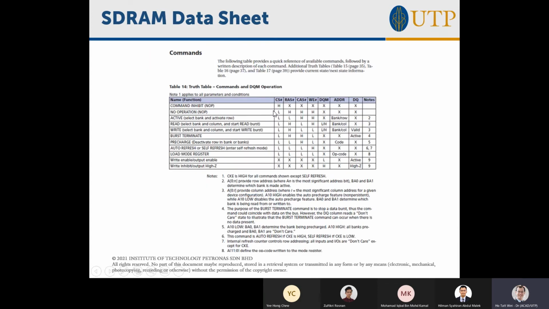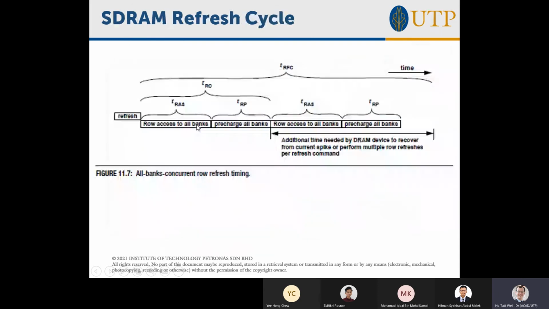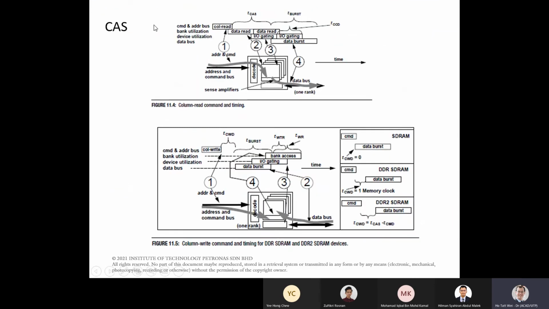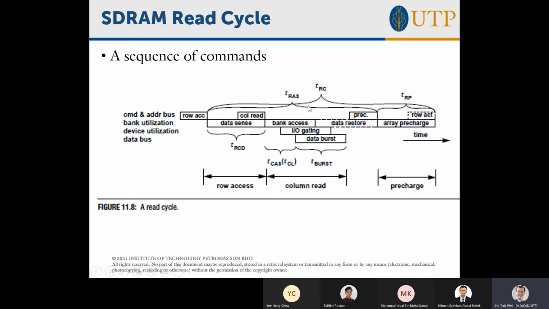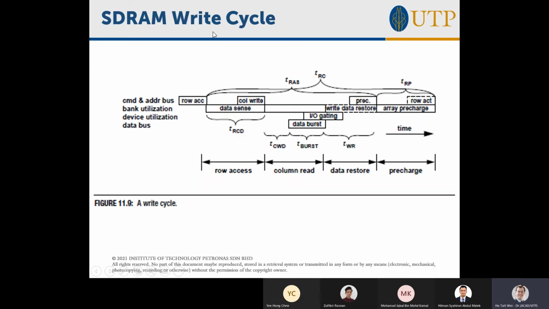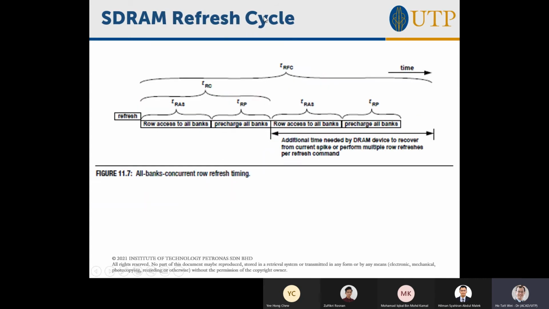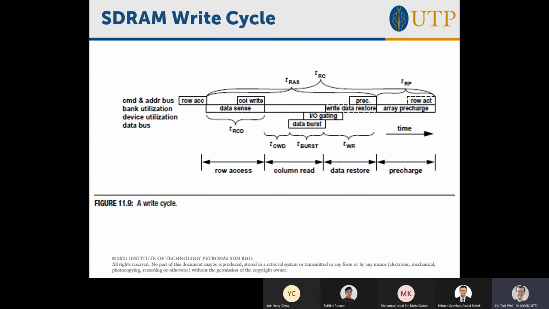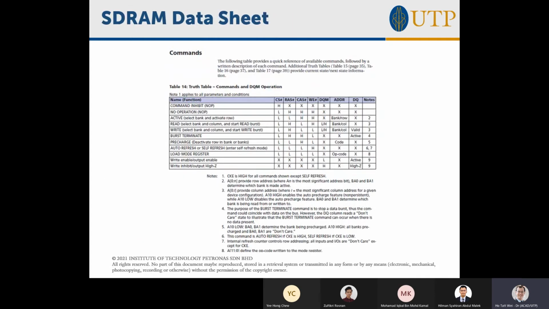Now, this is how you write a command. Remember, there were three that I highlighted: the basic commands RAS, precharge, and CAS. You string together a sequence of commands to do a read cycle, a write cycle, and refresh. I'm asking you to implement a read and a write at the very least, and if possible, refresh. So how do you do a write, a CAS, a read?